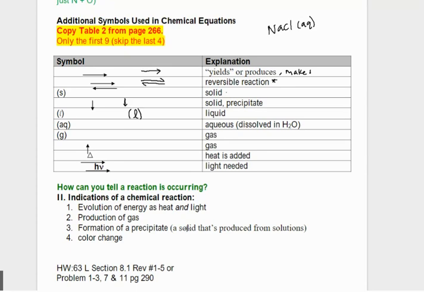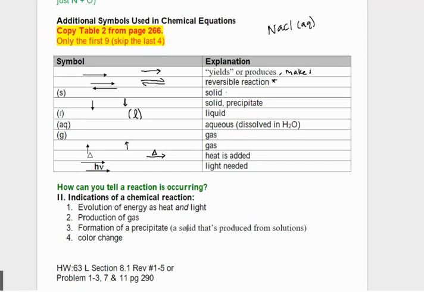G is for gas, as is the up arrow, because bubbles will go up if they're formed. So if a gas is formed, it's going to go up. You can use the G or the up arrow. Usually it's a G.